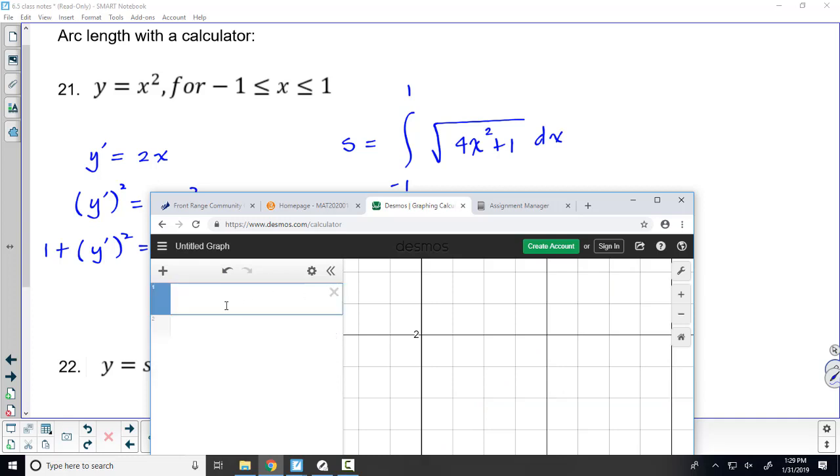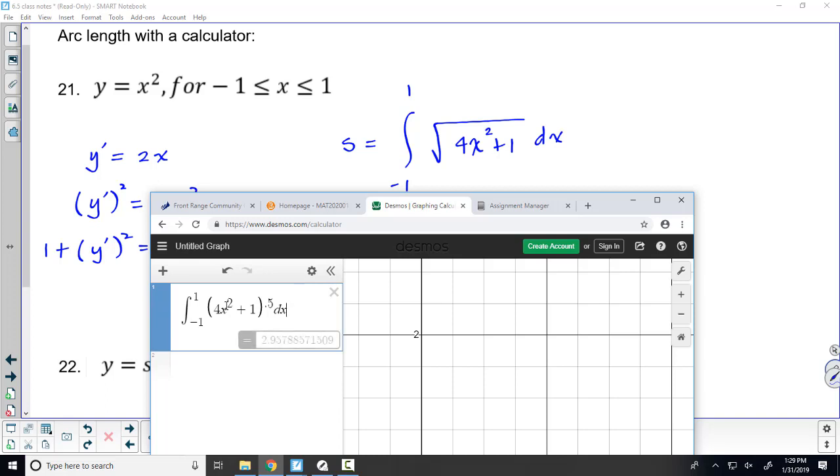So in Desmos, if you type INT, it automatically turns into an integral. Put negative 1, tab, 1, tab. And I have to put the square root of that, so what I'll do is write it as 4x squared plus 1, and then I'll raise that to the 1/2 power. So that will be the square root of that quantity. I'll hit tab again, put the dx, and there's the answer.